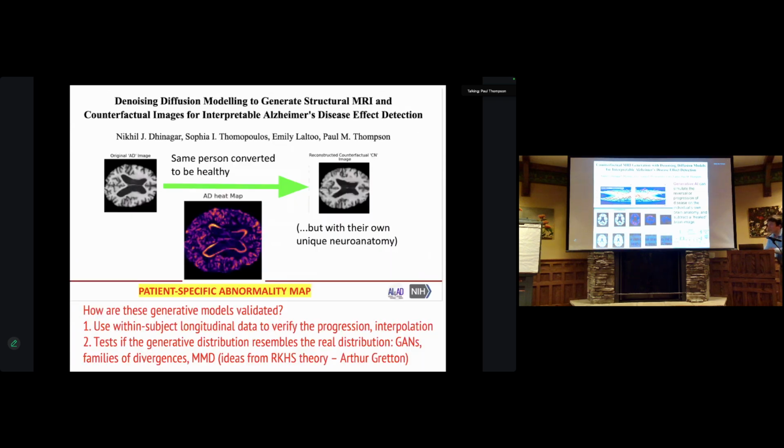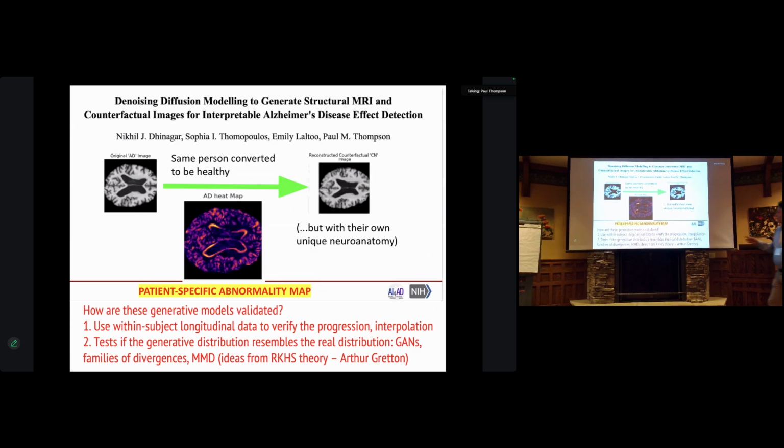And there's a lot of interest in this. I'm presenting this as if it's all solved. It's not all solved. There are a lot of open questions in this field. One of them is, how are these generative models validated? You can use within-subject longitudinal data to verify the progression or the interpolation. LDDMM also does this type of thing. It will interpolate or extrapolate images using geodesic shooting.